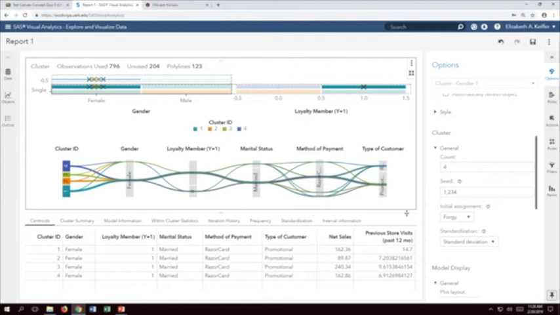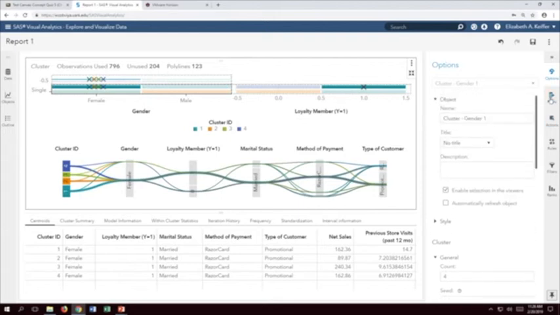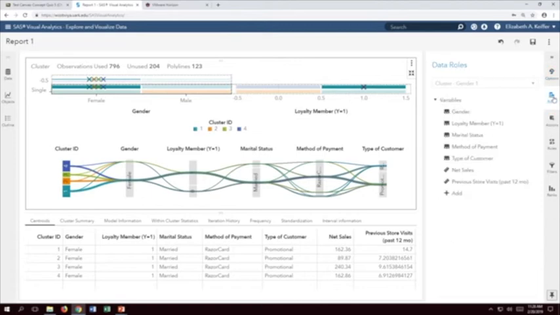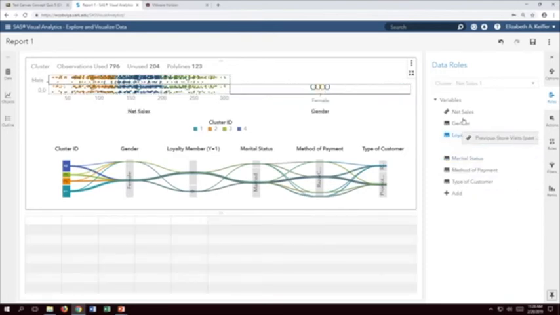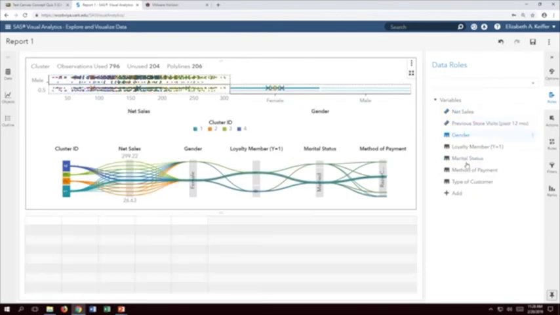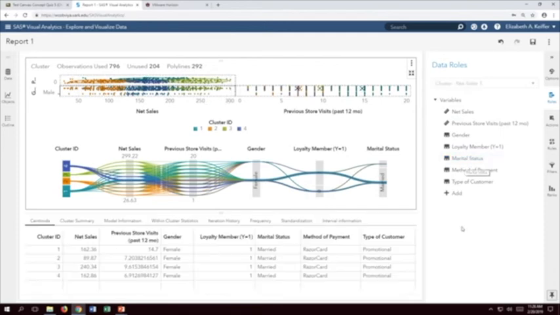So if I wanted to see something different, what I might do is keep these first 4, but for the roles, I want net sales and previous store visits to come up here. Now it looks a lot crazier, right? It's harder to follow because our net sales are individual values, right? But look at this.